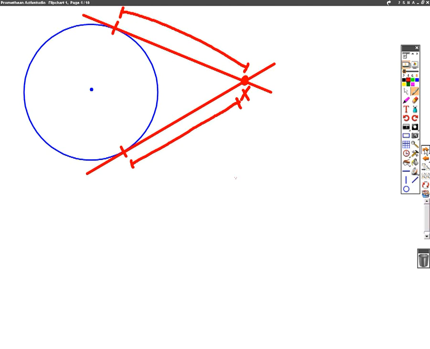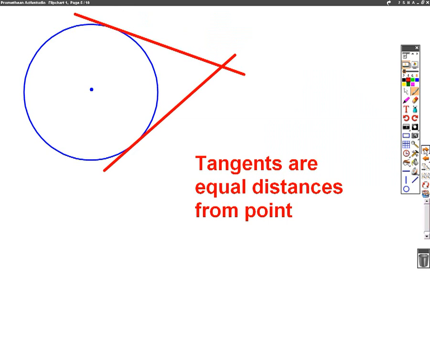So again, let's write that one down in case they ask us for a reason. Tangents are equal distances from point. So here's our point. And again, I'll say the distance between that point and where the tangent meets the circle, the 2 lines I've just drawn, these 2 distances are the same. So if that was 8 meters, then this line here would be 8 meters. A nice easy one to remember. If they give you 2 tangents, they're the same distance.